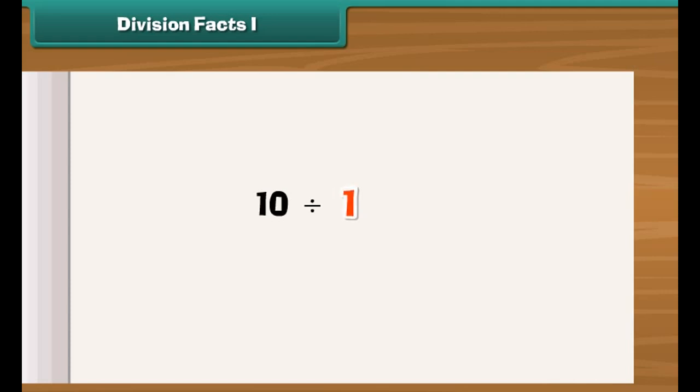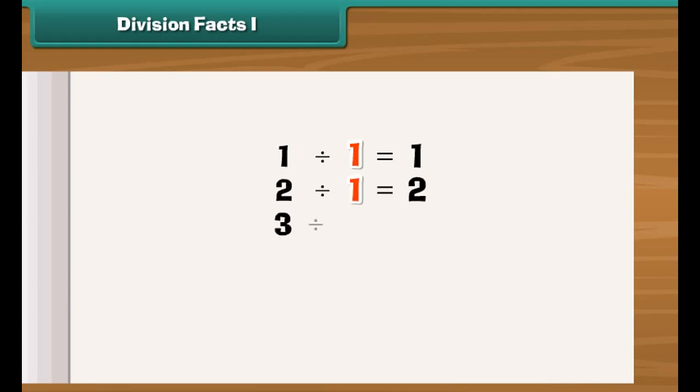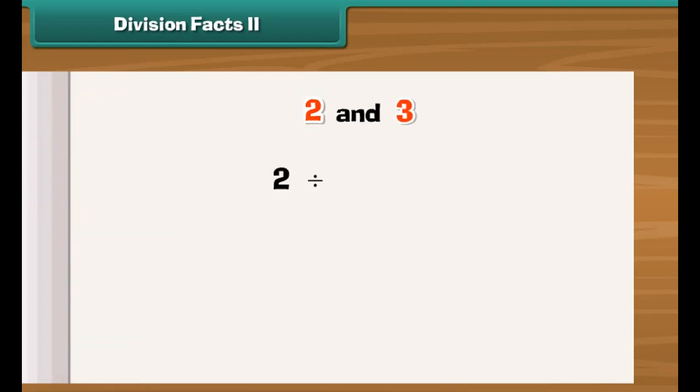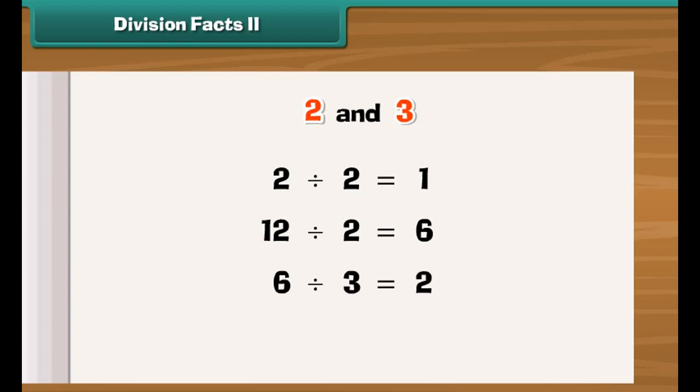When a number is divided by 1, the result is the number itself. 1 divided by 1 is 1. 2 divided by 1 is 2. 3 divided by 1 is 3, and so on. Division facts 2. Let us learn the division facts of 2 and 3. 2 divided by 2 is 1. 12 divided by 2 is 6. Similarly, 6 divided by 3 is 2.